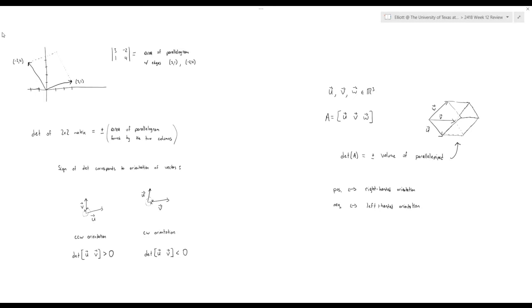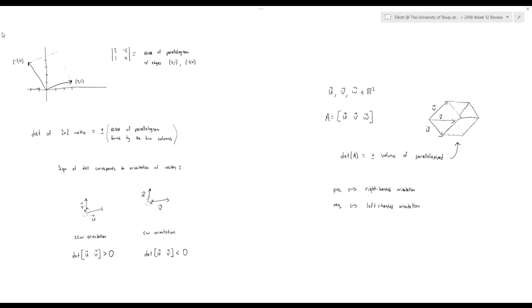In my picture, the way that I'm seeing it with my right hand right now, it seems to be a right-handed orientation. If I put my index finger in the direction of u and my middle finger toward v, my thumb is pointing more upwards, which is how I tried to draw w. It's pointing a little bit more upwards than down.